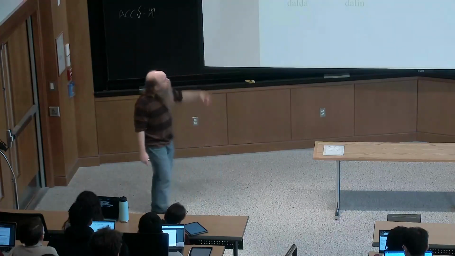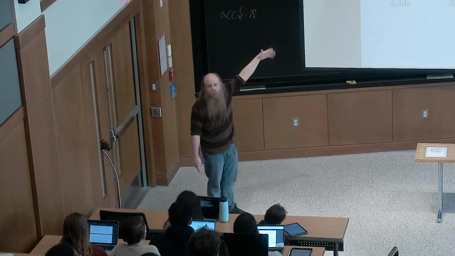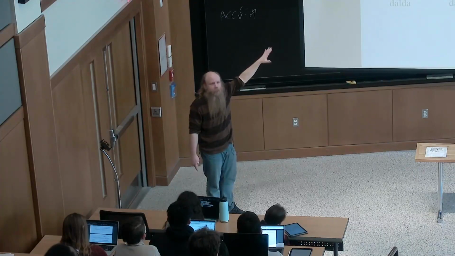Yeah. In this particular case, the things that look exceptional right now are rein, tip, and curve. We had this beautiful rule on the basis of the words that were up at the top, and now these new data are breaking it, right? We want the accusative of belda to be beldan. The fact that it's belin is weird. Yeah.